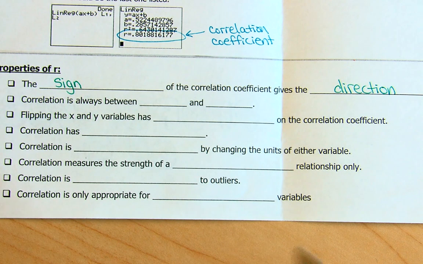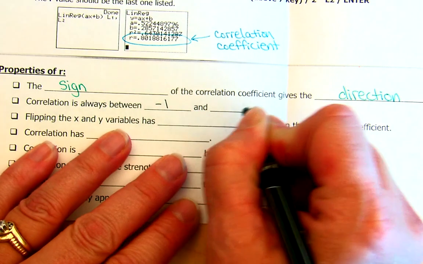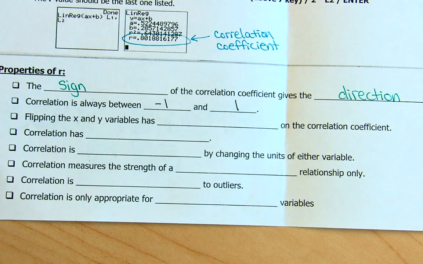The value of R is always between -1 and +1. So if they give you something that's not between there, that's not a true value of R. So that's something that they may do. Fill in several different options and say which one of these could not be the correlation coefficient, or which one of these could be. And so you're going to check to see, is it between these numbers?